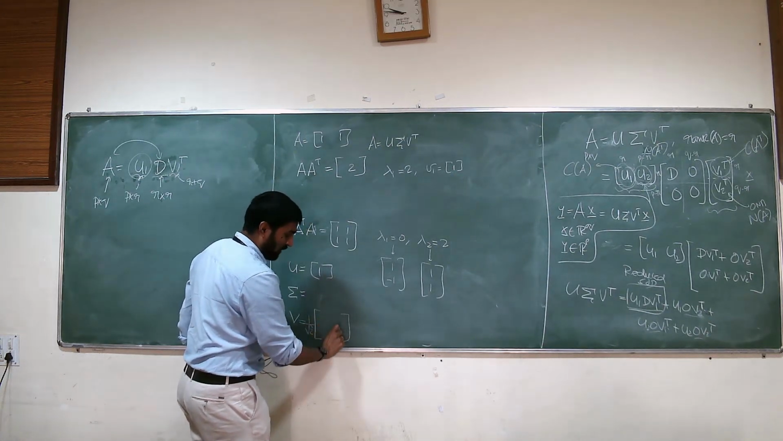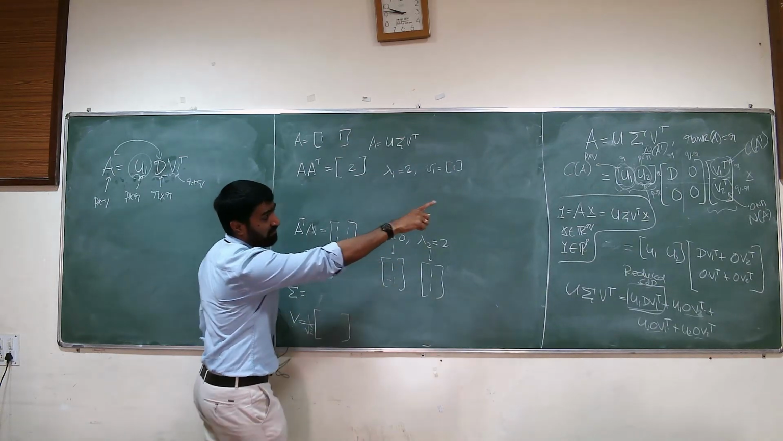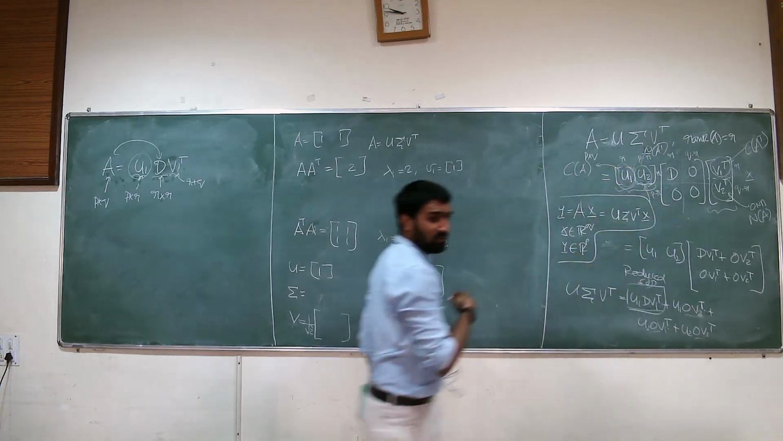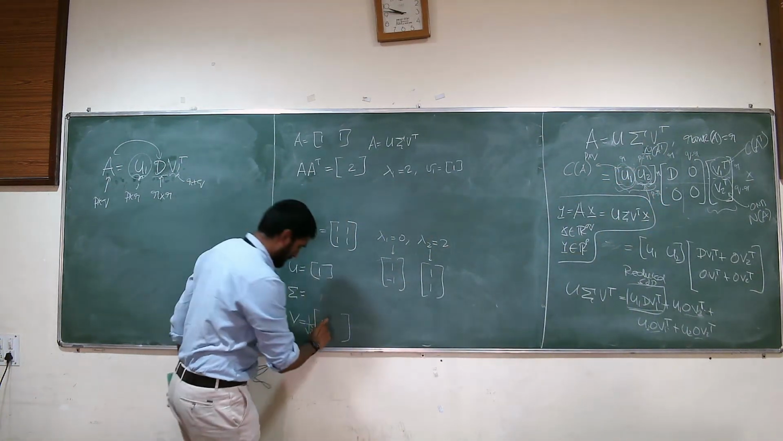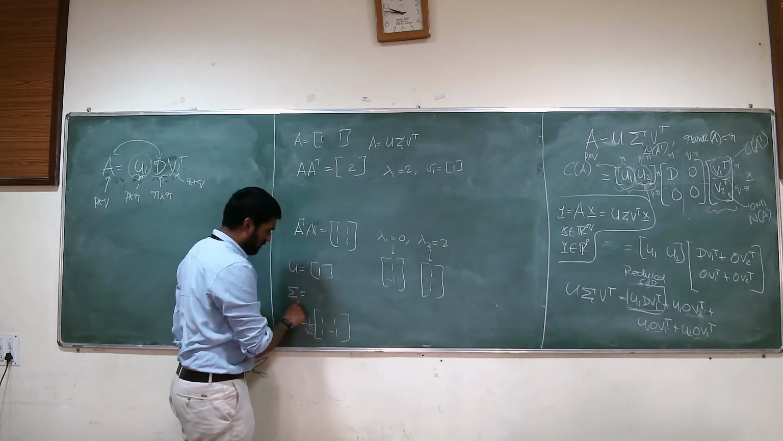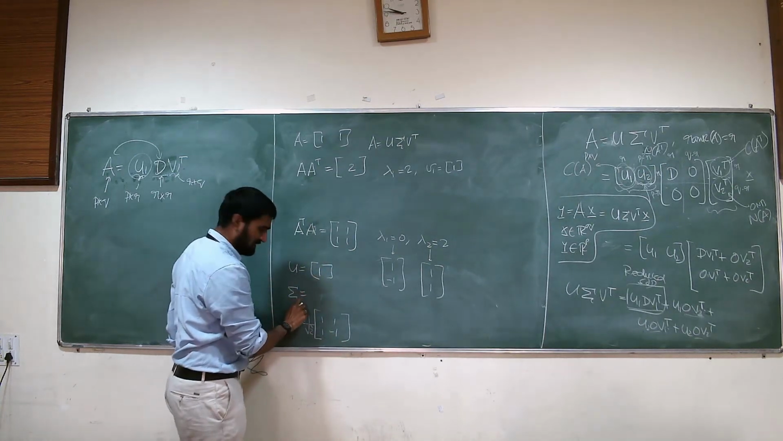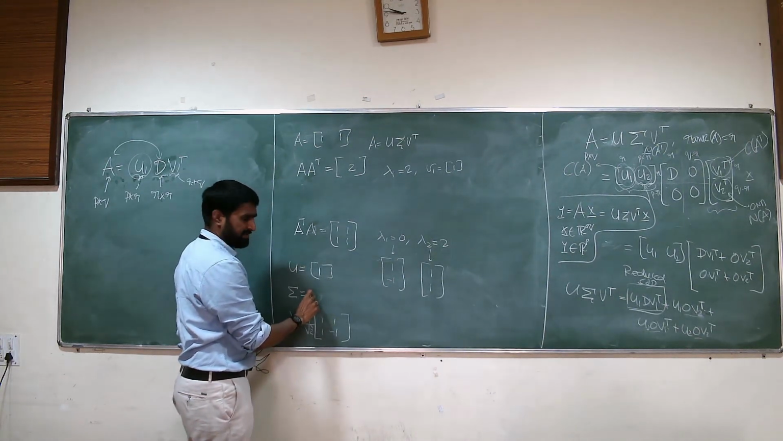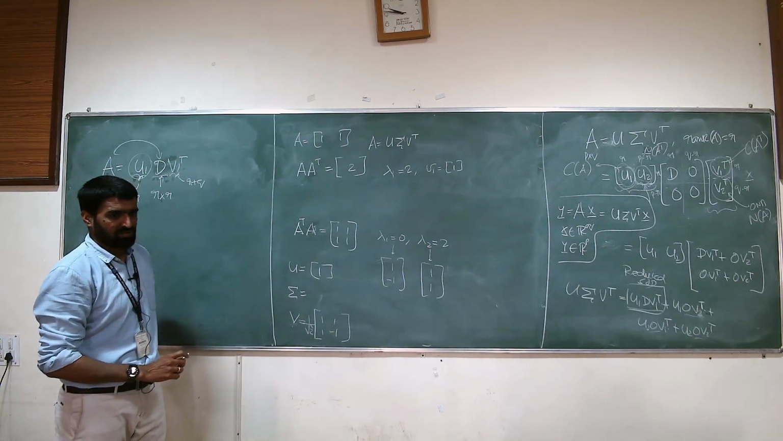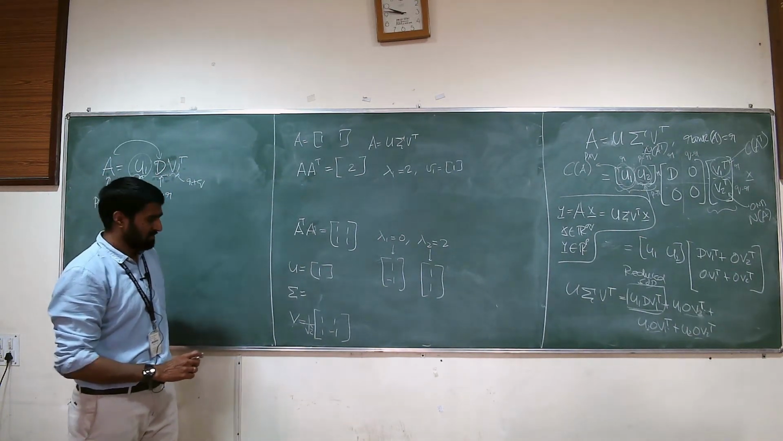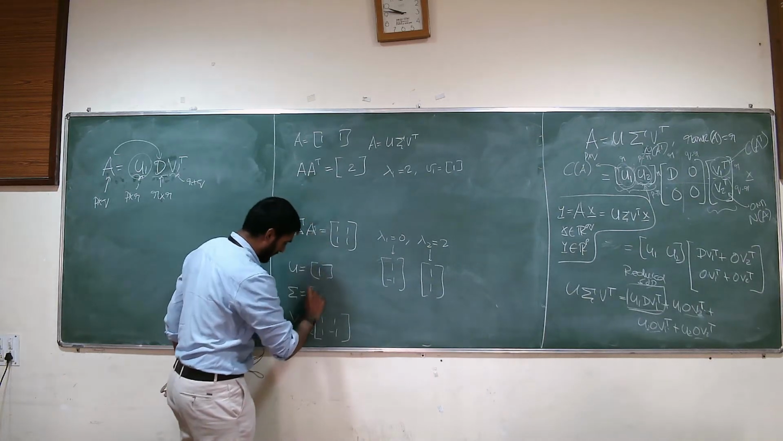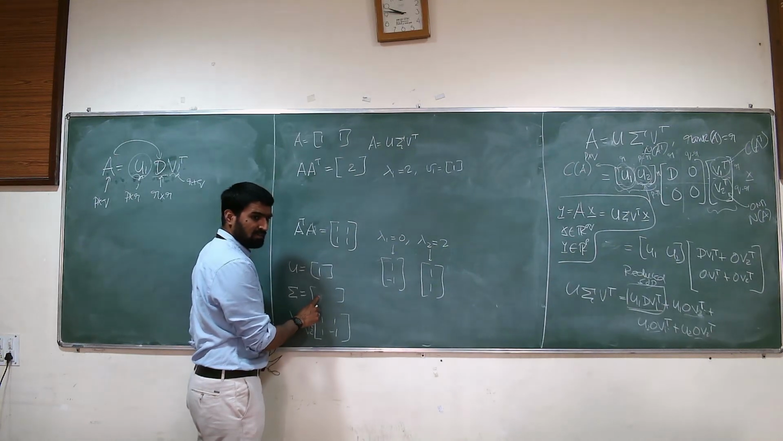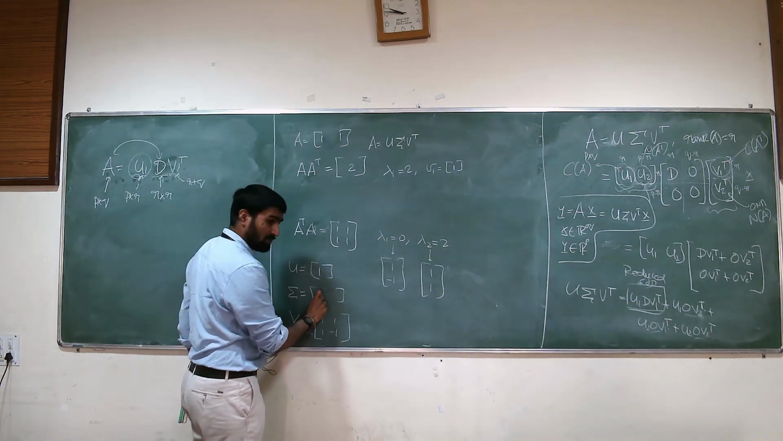Will it be 1, minus 1, 1, 1 or the other way around? Because remember, the first R rows have to be the ones corresponding to the non-zero eigenvalue. So it has to be 1, 1, minus 1. What is the size of sigma? One cross 2, that is P cross Q, right? So it's 1, and what will be the values? 0 first? No. Is it 2?